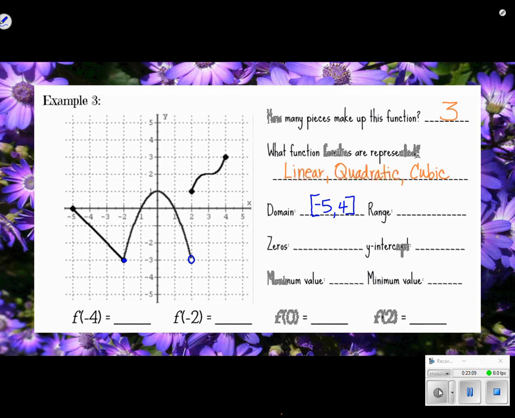Do I put an open circle? Is this a bracket? Is this a parenthesis? The closed circle takes over, so we're going to put a bracket there. So the range goes from negative 3. How far up does it go? Can you tell? It goes up to 3, but is there any gap?